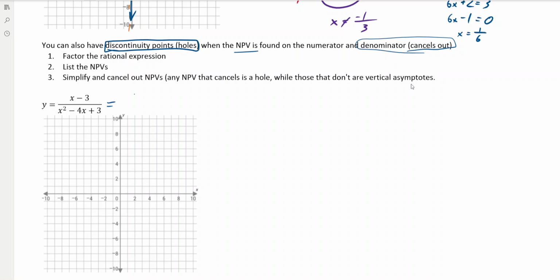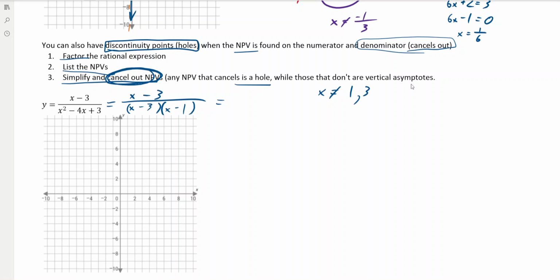So let's go ahead and try to factor this one and see if we can figure this out. So you're going to factor, you're going to list the NPVs, and then see if anything cancels out. If it cancels out, it's a hole. Okay? So x, so we're going to have a plus, we're going to have a minus. No, we're going to have two minuses. We're going to have minus 3 and minus 1. Yep. And so what will happen is we know that there are NPVs. X cannot equal 1 or 3.